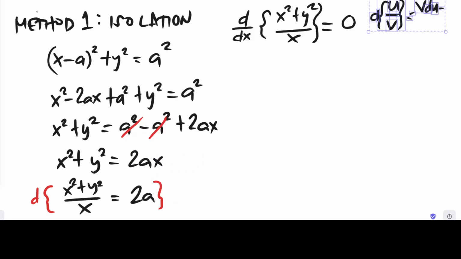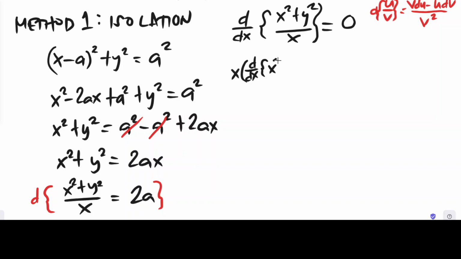Okay, we have v du minus u dv all over v squared, right? So in this case, v is x, our u is x squared plus y squared. Okay, so x times the derivative of x squared plus y squared in terms of x. All right, so x squared plus y squared.